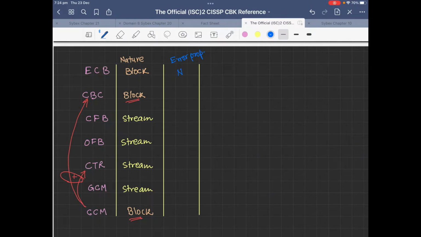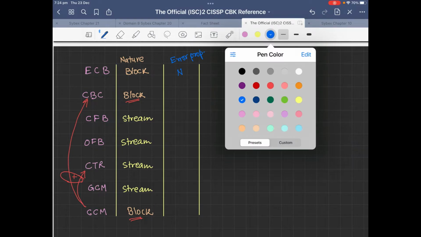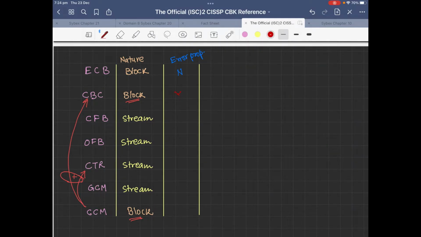But in CBC and CFB, errors are propagated. Why are errors propagated? Because in CBC, each block of unencrypted text is doing a XOR operation with the previous block of ciphertext, right? So if there is a corruption in the previous block of ciphertext, then this corruption will actually cascade to all the coming blocks of data.